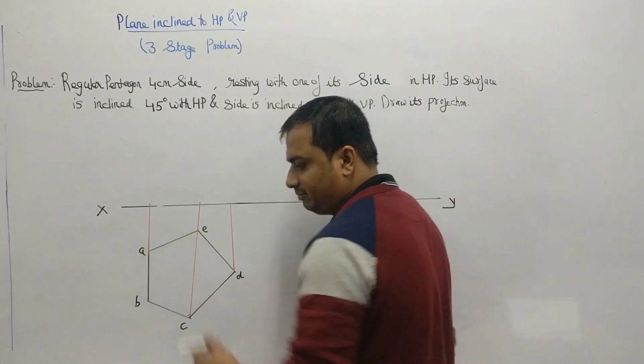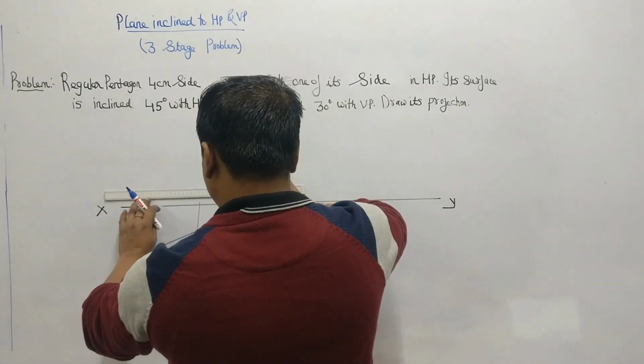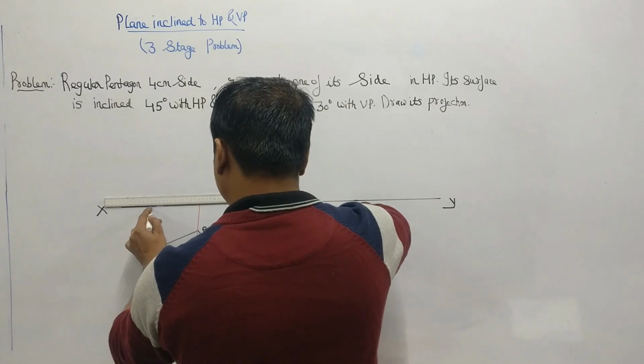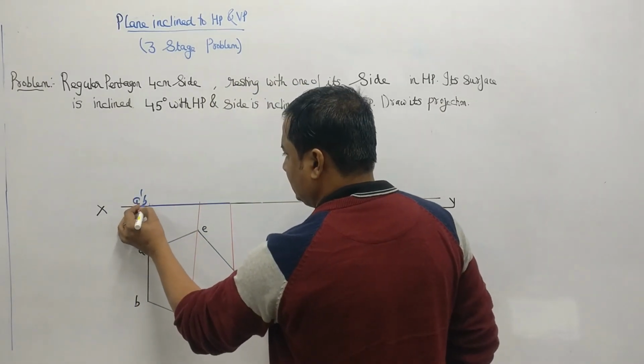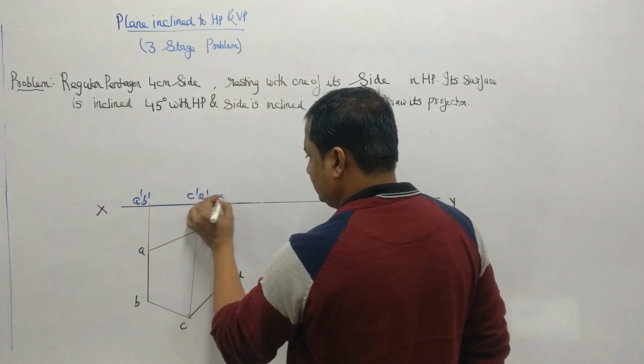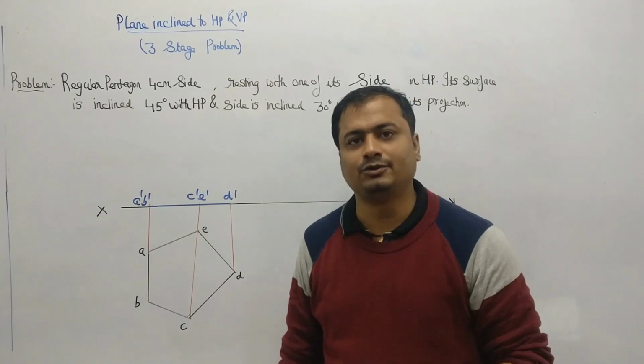So the front view I have kept in the XY itself. The naming will be A dash, B dash, C dash, E dash, and this is D dash. So this is the first stage, where we have assumed it is parallel to the HP.